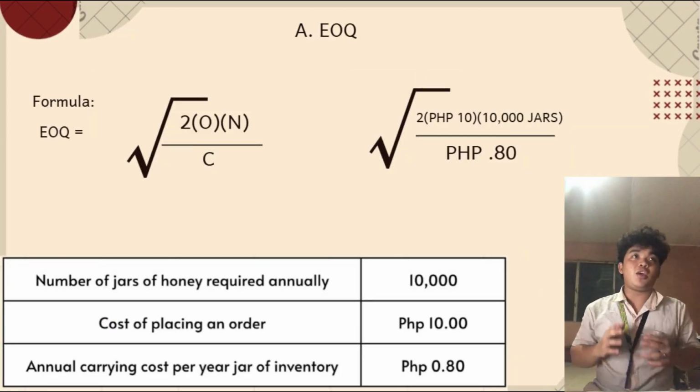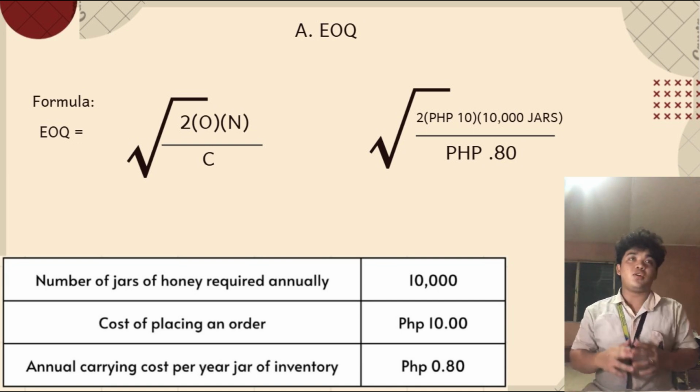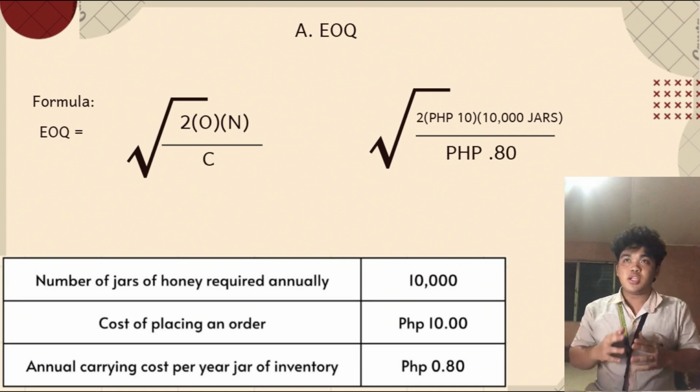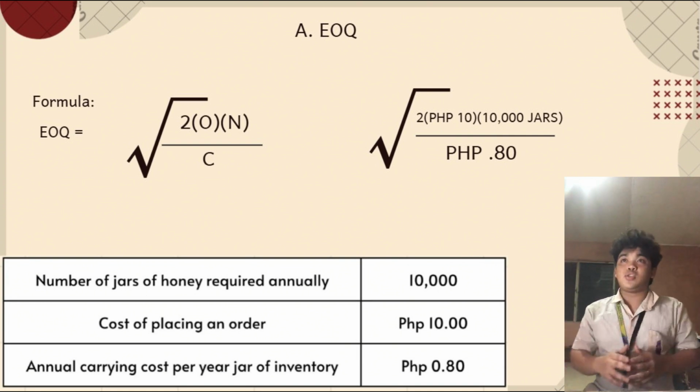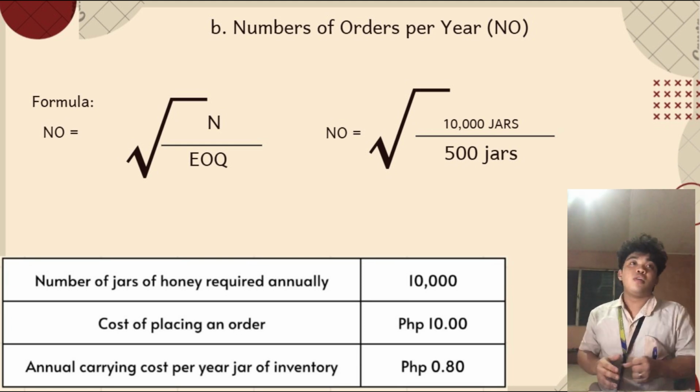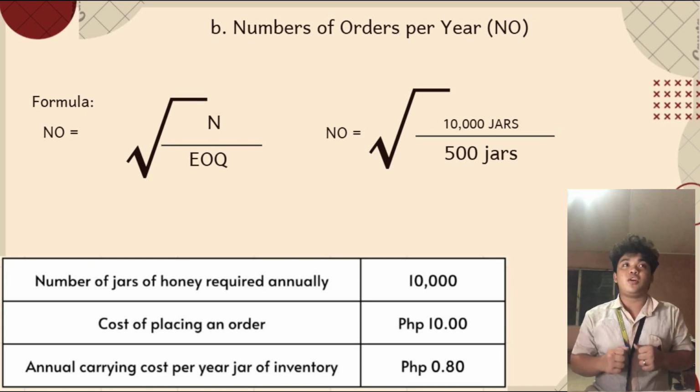So solving EOQ using the square root of 2 times ordering cost, which is 10, times number of jars, which is 10,000, divided by the carrying cost, which is 0.80 pesos. So our EOQ now is 500 jars. For number of orders per year, number of jars, 10,000, divided by EOQ, 500 jars. So the number of orders per year is 20 orders.